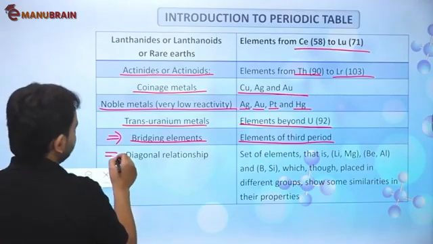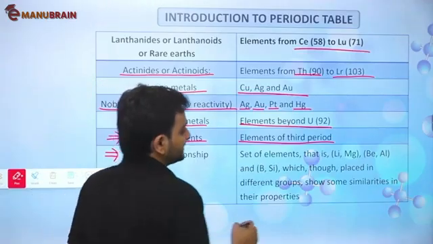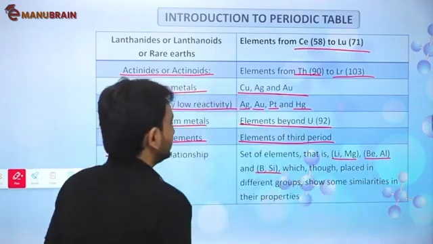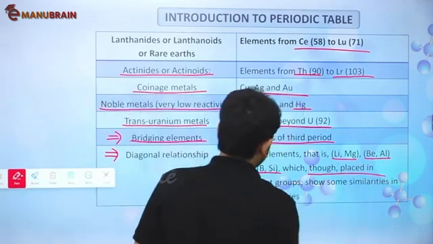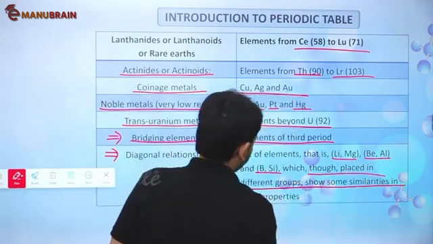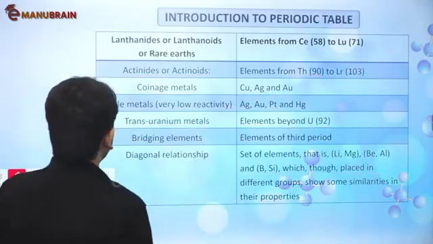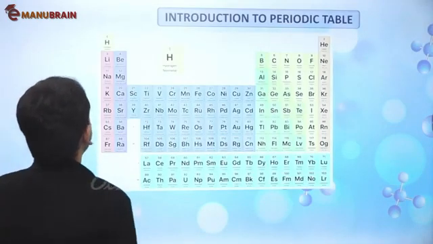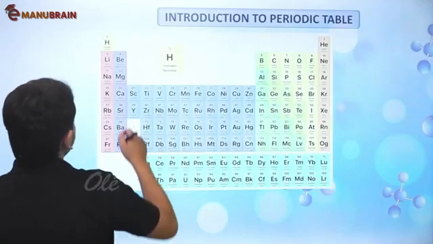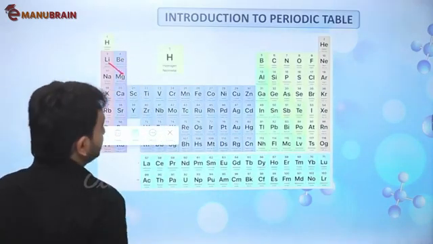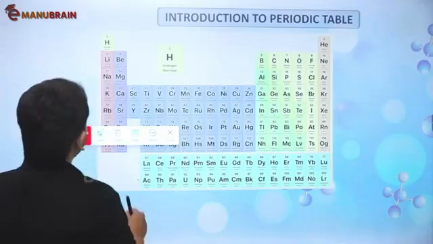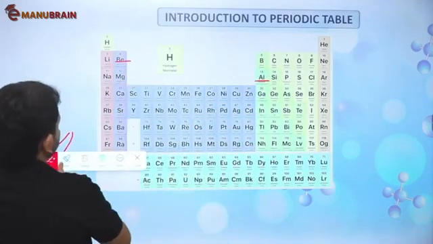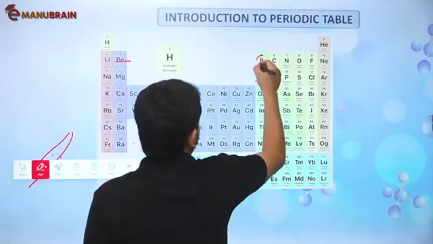Then there is a diagonal relationship, right? For example, between lithium and magnesium, beryllium and aluminium, and boron and silicon, right? Which, though they are placed in different groups, show some similarities in their properties. So if I just go back, it says lithium and magnesium, right? For example, over here. Then beryllium and aluminium again show a diagonal relationship, right? Then boron and silicon, right?